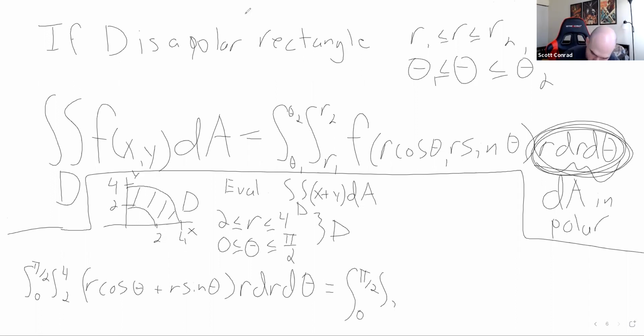r goes from 2 to 4. So r cos theta times r is r squared cos theta, r sine theta times r is r squared sine theta, dr d theta.